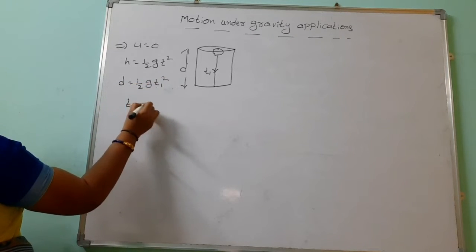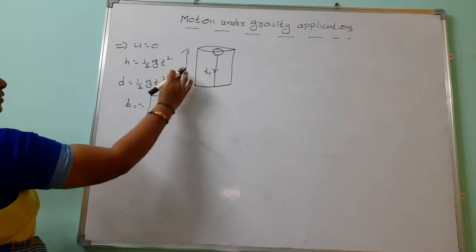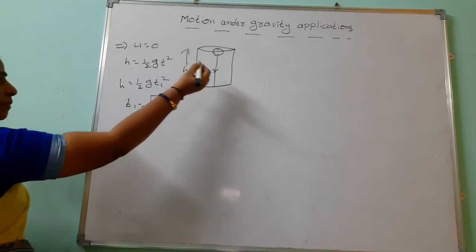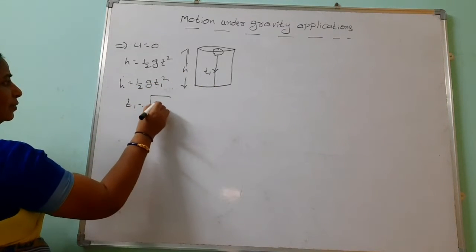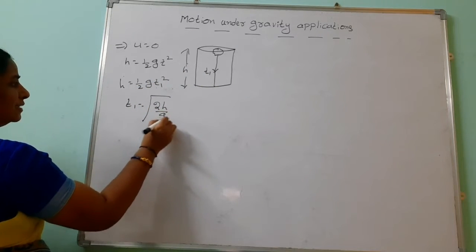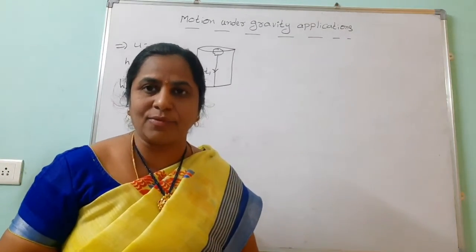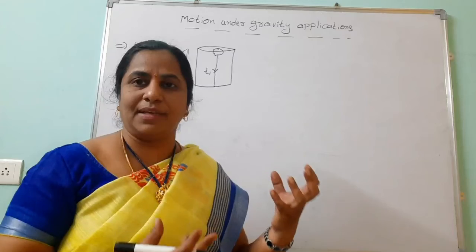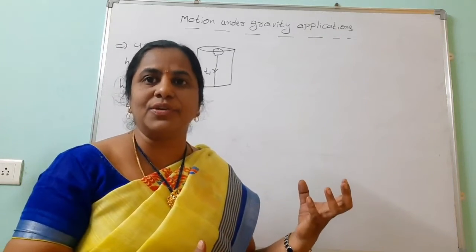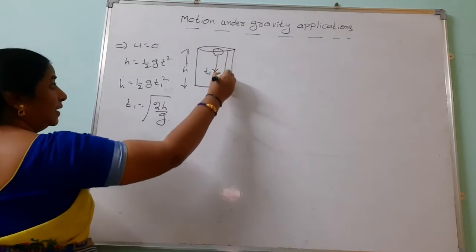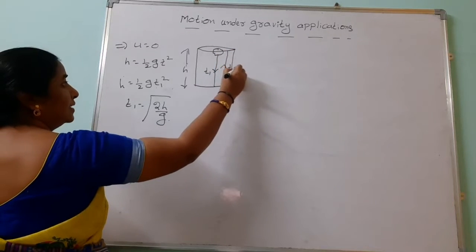From this, T1 equals under root 2H by g. So the time to reach the water is under root 2H by g. At that time we are not hearing the sound. When it strikes the water, the sound is produced, reflects, and comes towards us. How much time does it take? While coming up, it takes T2 seconds.